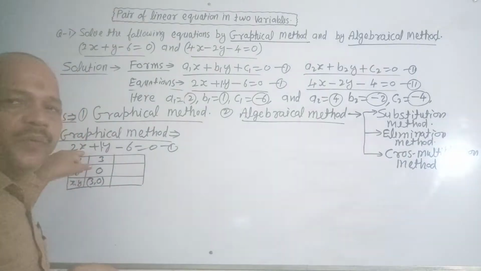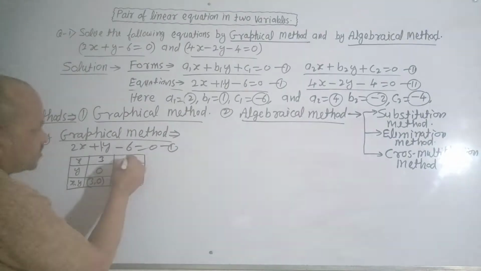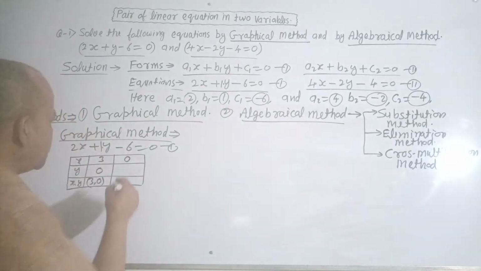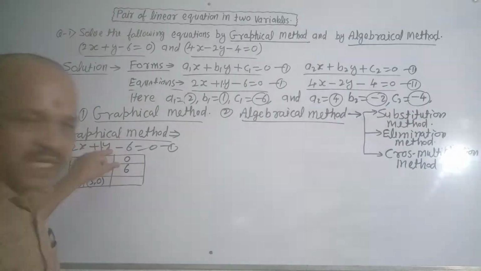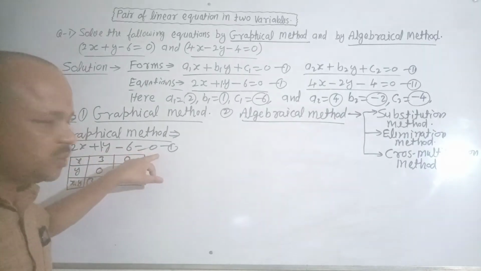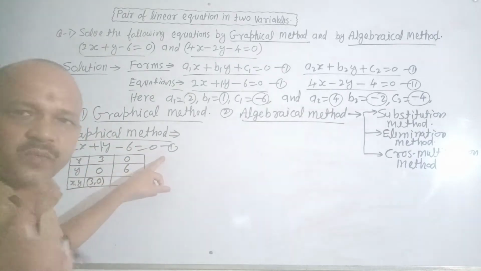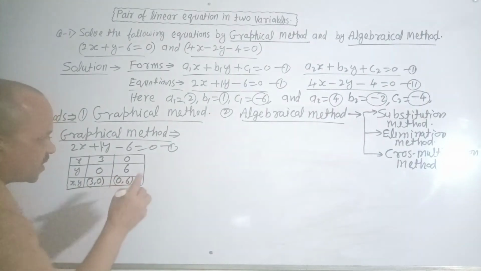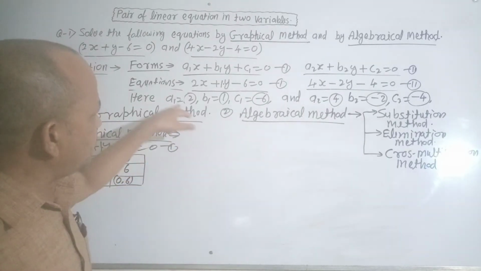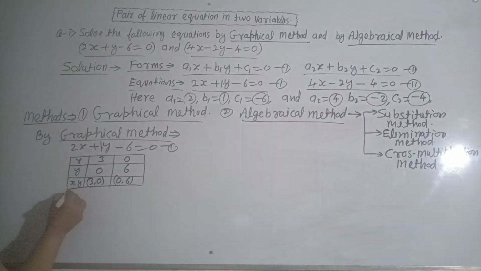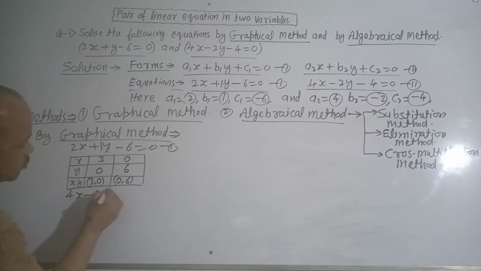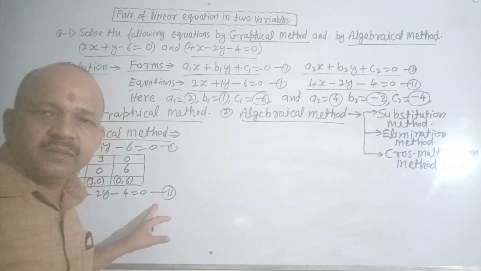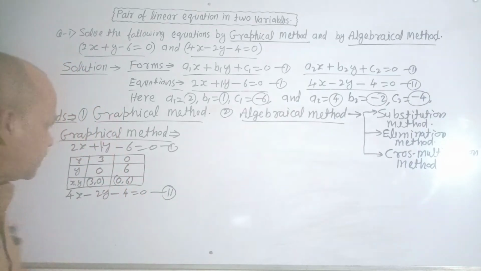Here you put the value of x as 0. Then the value of y is 6. It becomes 0 plus 6 minus 6 equal to 0. It means it satisfies the first equation. Your coordinate is 0 and 6. Next, equation second, 4x minus 2y minus 4 equal to 0. Equation second. You find two solutions of equation second.